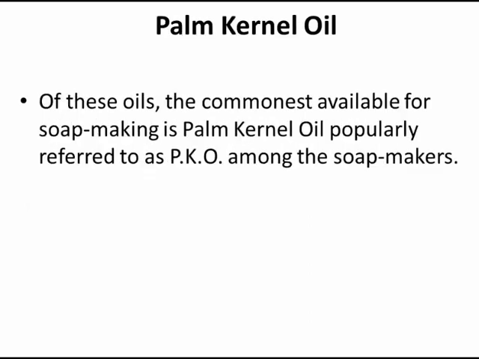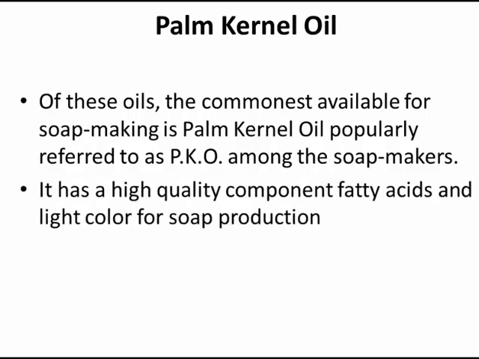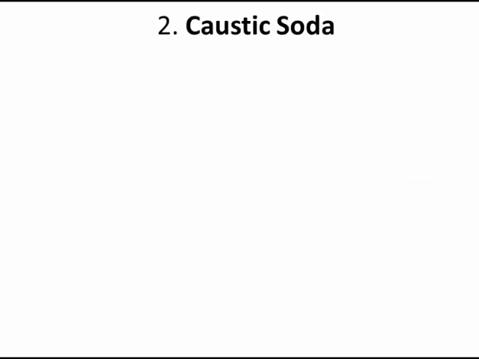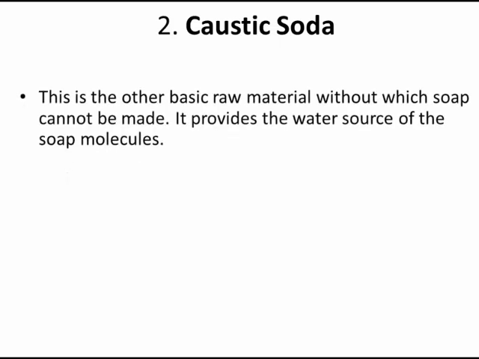Of all this oil, the commonest one people use is what we call palm kernel oil, popularly referred to as PKO among soap makers. It has high quality component fatty acid and light color for soap production. The next important, or what we call basic raw material, is caustic soda. Caustic soda is the other basic raw material without which soap cannot be made.